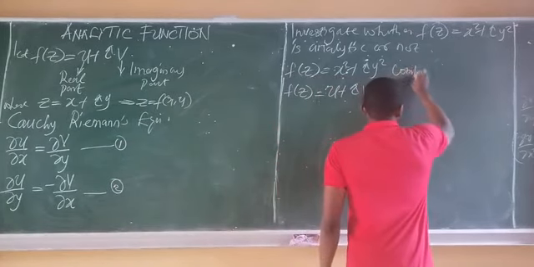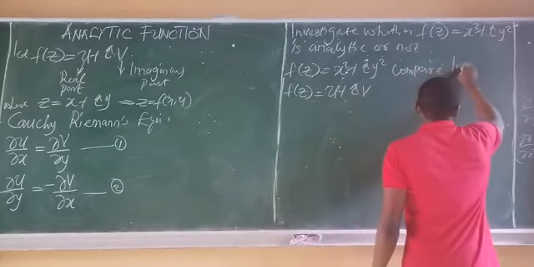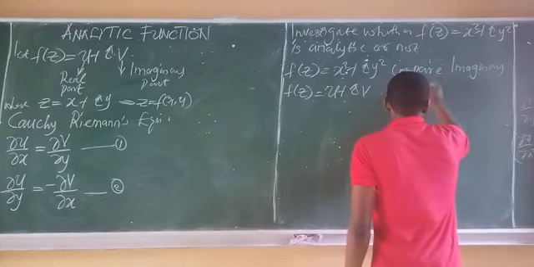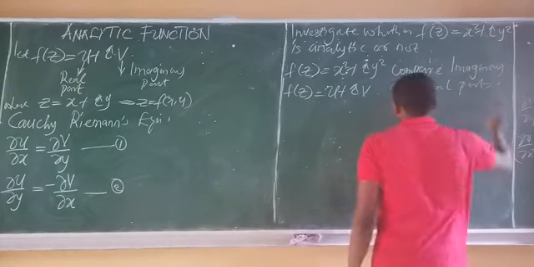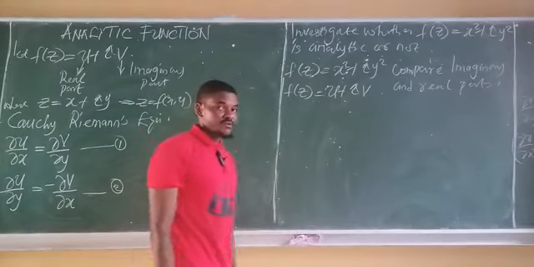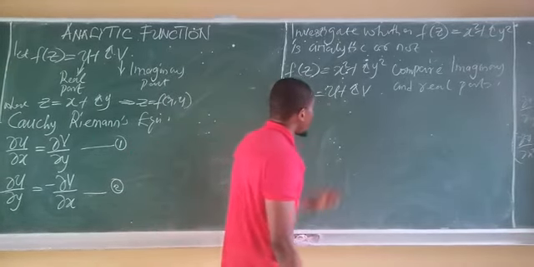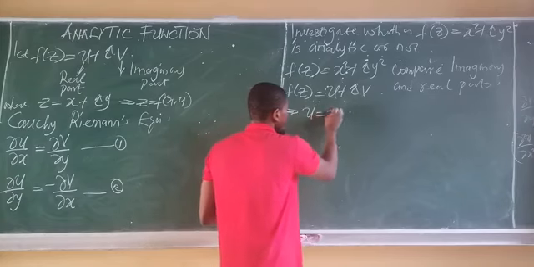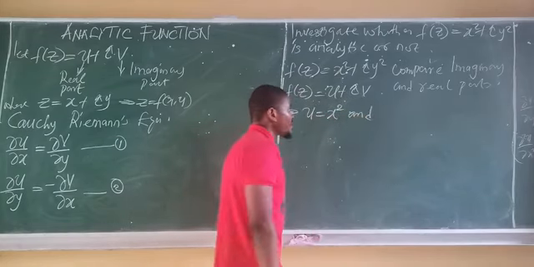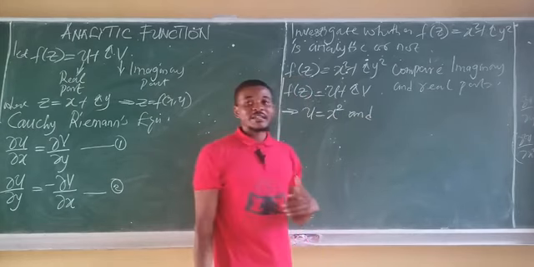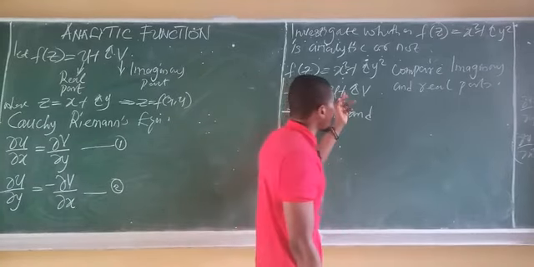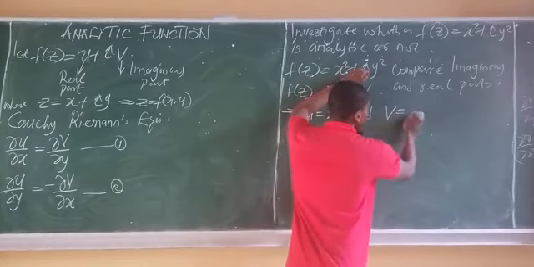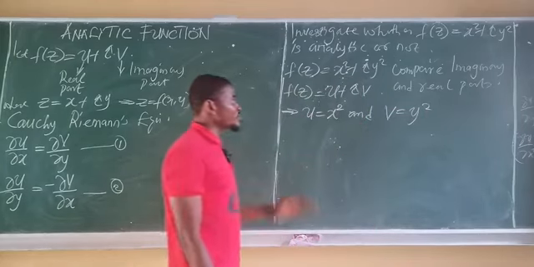So compare imaginary and real parts. Given the two expressions, both of them stand for f of z. If we compare the real parts, we have u standing for what? x squared. So this simply implies that u is equal to x squared. And if we compare the imaginary part, that is the part that carries the complex number i, we have i here and we have i here. So comparing these two, it means that v is equal to what? y all squared.